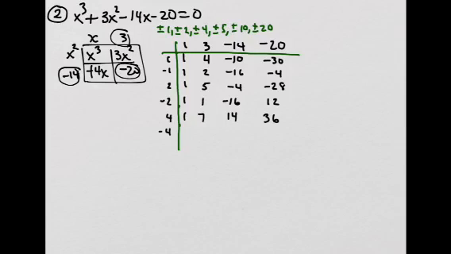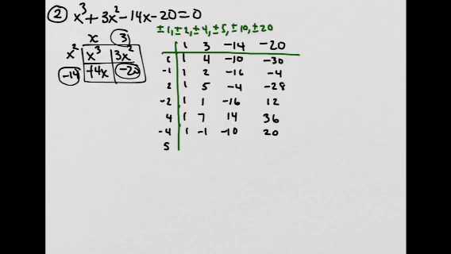Negative 4. And so bring down the 1. 1 times negative 4, plus 3 is negative 1. Negative 1 times negative 4 is 4. 4 minus 14 is negative 10. Negative 10 times negative 4 is 40. 40 minus 20 is 20. Okay, so that one didn't work.